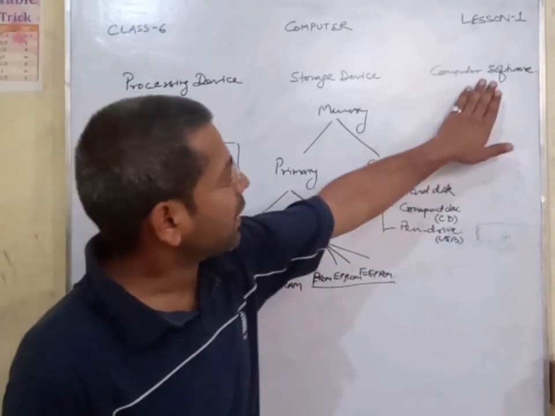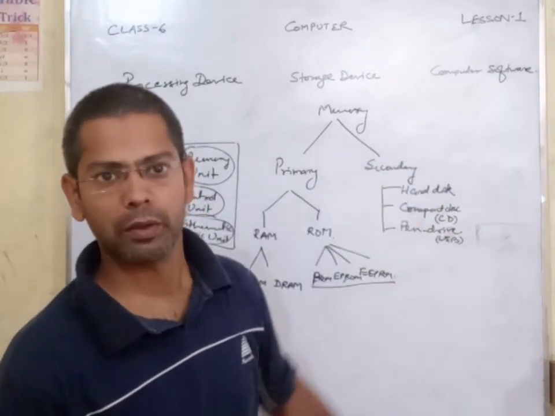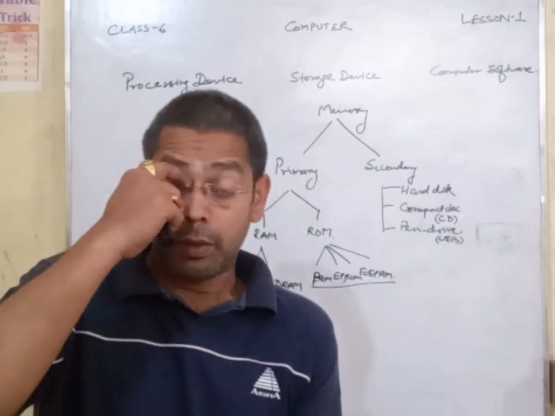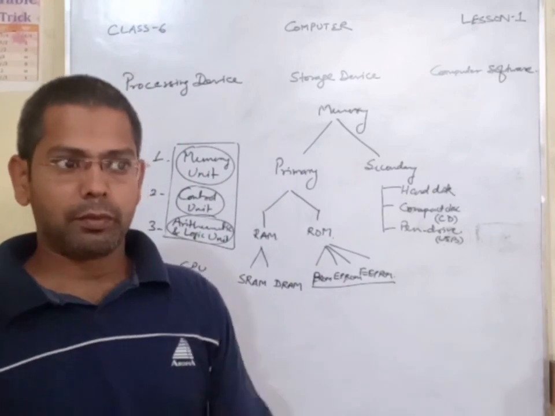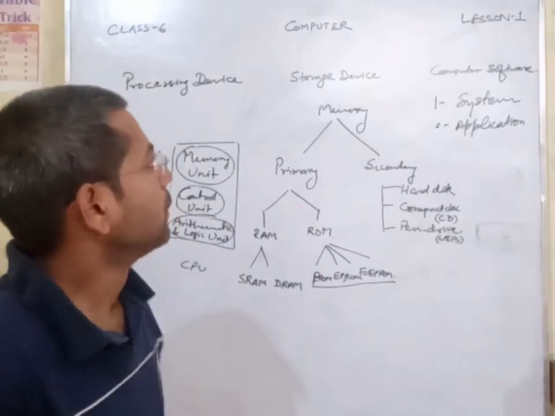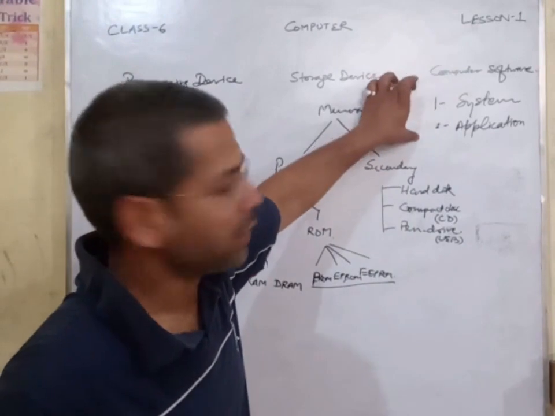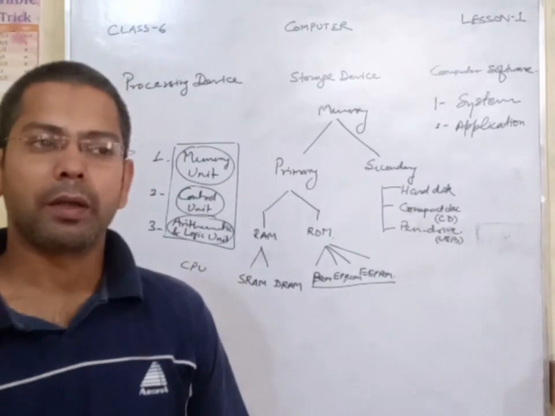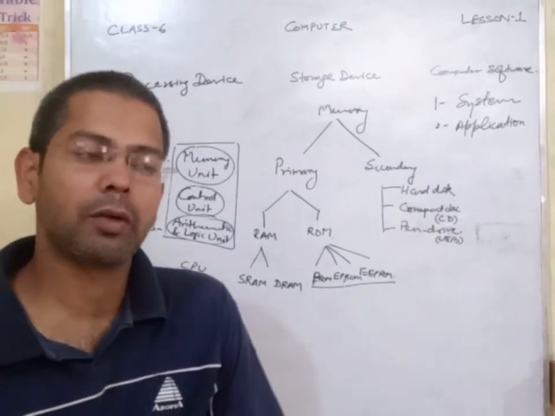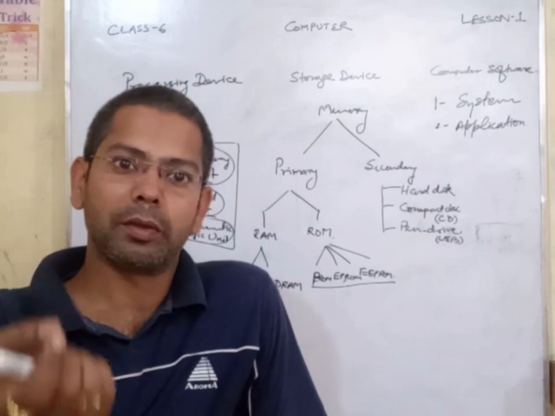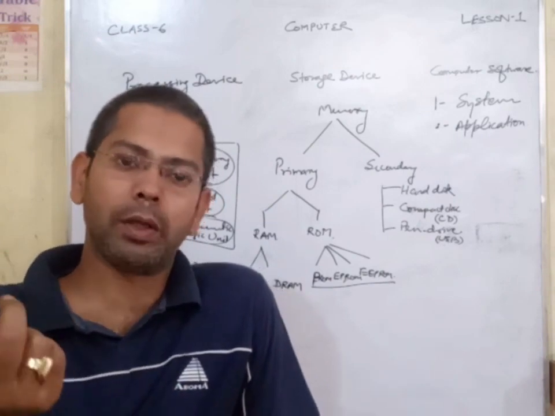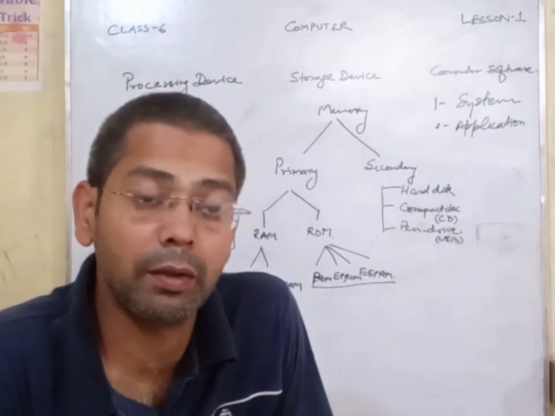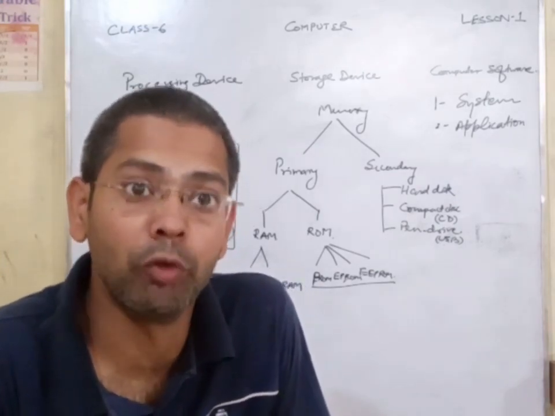Now, the rest part of the lesson is computer software. Computer software is very vast. As we know, a computer is an electronic device. So when it is an electronic device, it can understand only switch on and switch off, as usual, as we work with other electronic gadgets like fan, bulb, tube light.